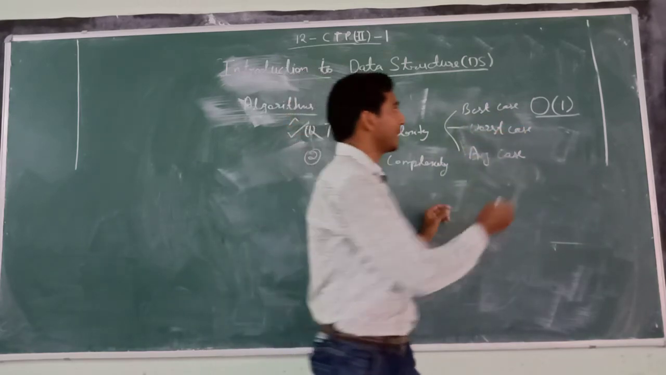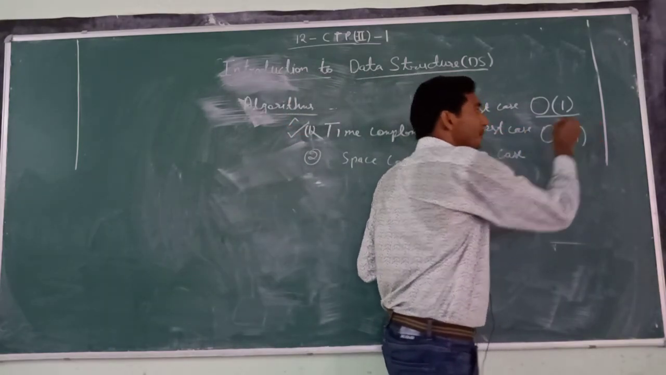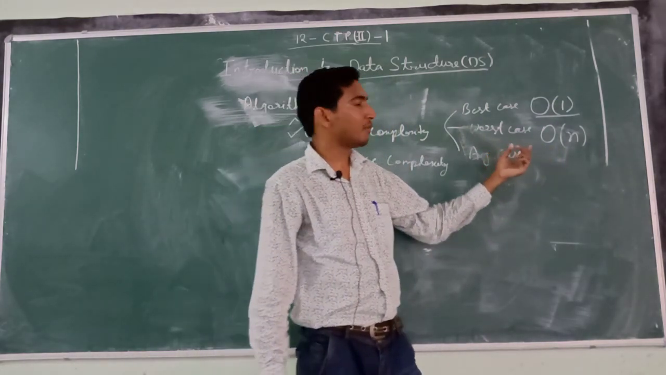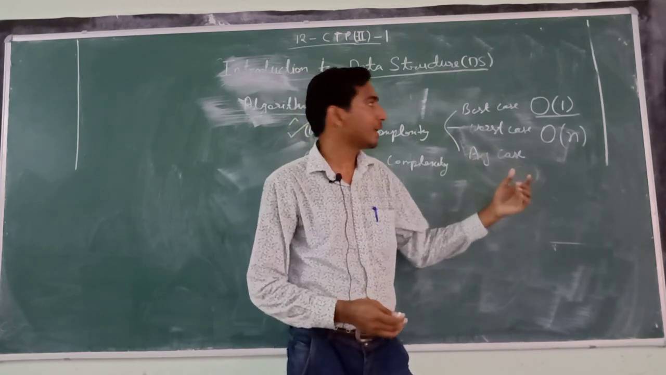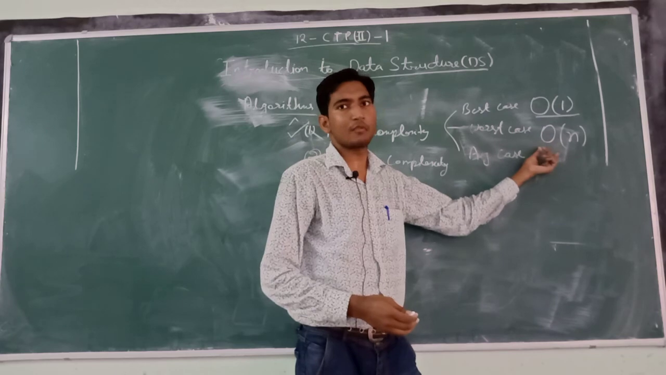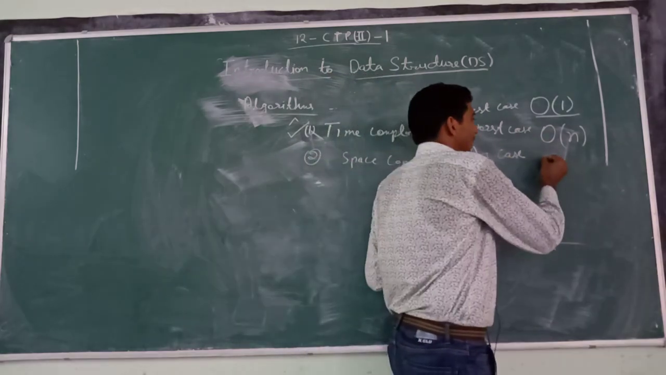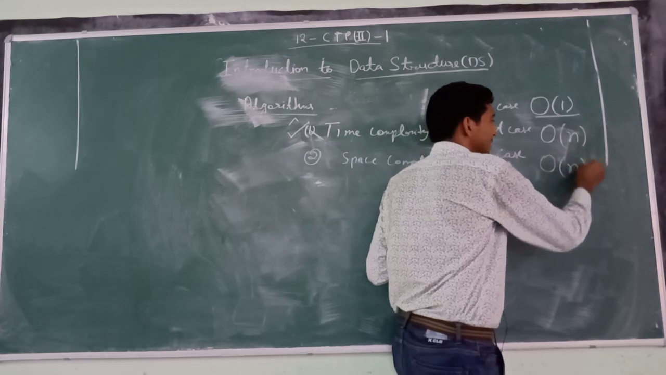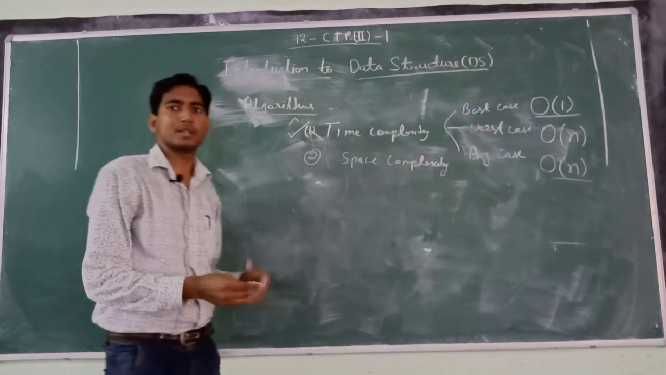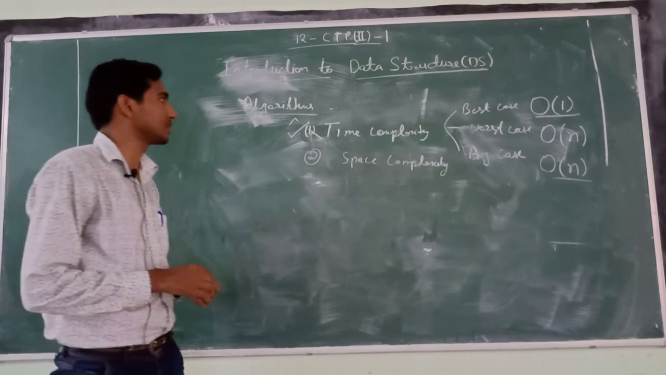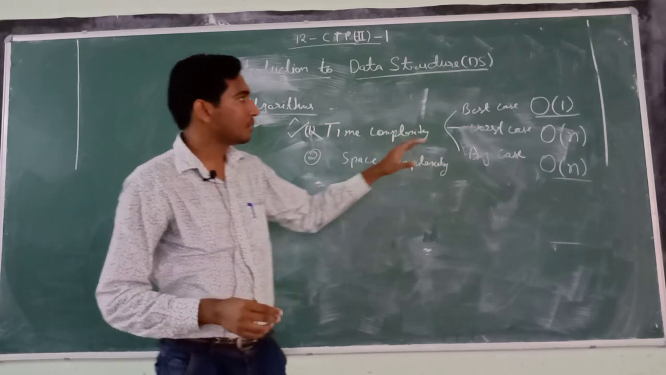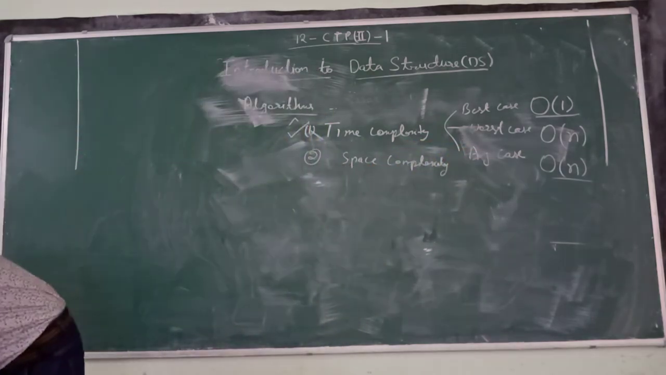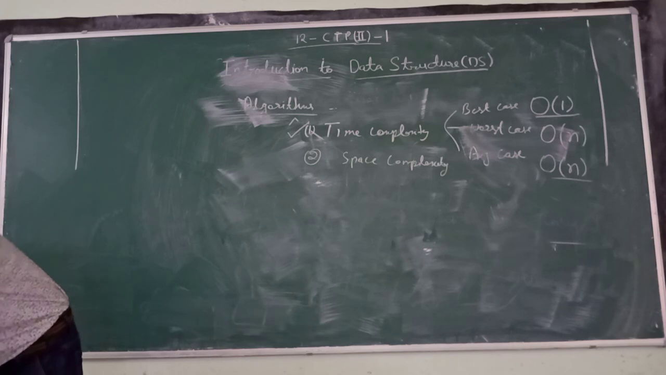In the worst case, it might take big O of n, where n is the number of elements in the array. If the number of elements is 1000 and the element we are searching for is at the last position of the array, that is the worst case. Similarly, in the average case, it also comes out as big O of n, when the element is somewhere in between. This is how we measure an algorithm's complexity. This much is only an overview, and we will not go into the detail now.